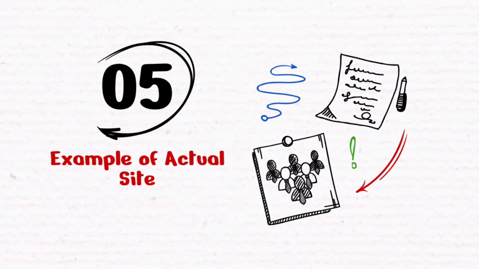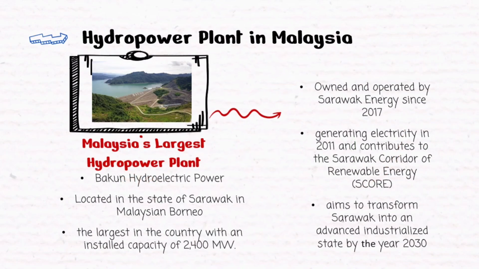I will explain about an example of an actual site. There is the largest hydropower plant in Malaysia, which is Bakun Hydroelectric Power. It is located in the state of Sarawak in Malaysian Borneo. The Bakun Hydroelectric Power is the largest in the country with an installed capacity of 2,400 megawatt. It's owned and operated by Sarawak Energy since 2017.